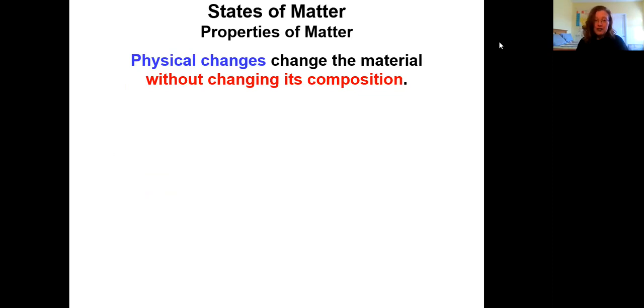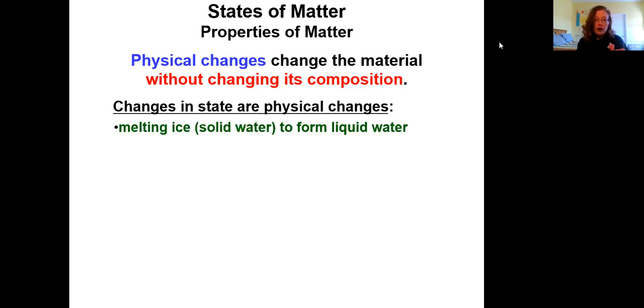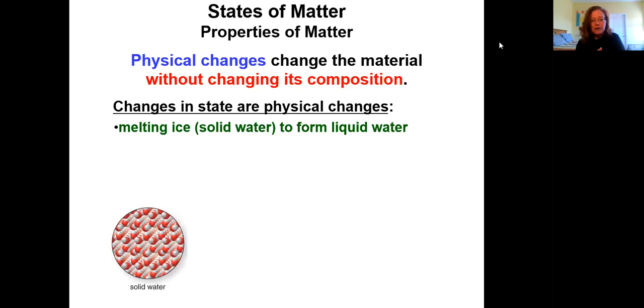Physical changes. In this case, we're going to change the material without changing its composition. Really common physical changes are what we call changes in state. This is when we melt ice and go from solid water to liquid water. We've changed our state of matter from solid to liquid.